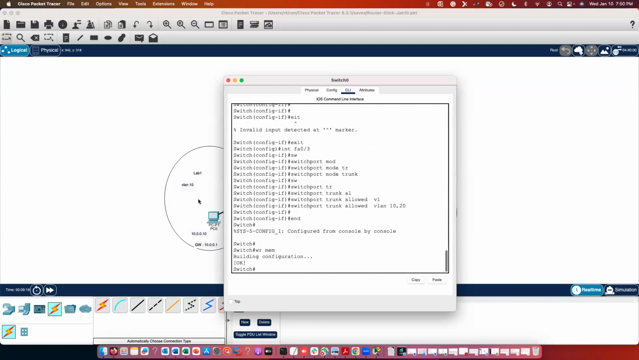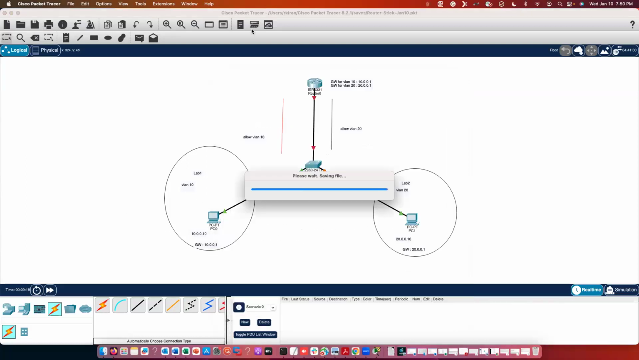Okay, we'll save it with write memory. Now let's go to the router and create the sub-interfaces for the gateways of VLAN 10 and VLAN 20, and assign the IP addresses to them. Okay, so let's see what interface it is. Interface gig 0/0/0.